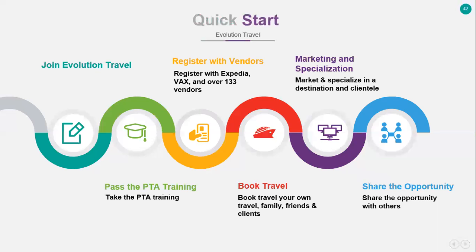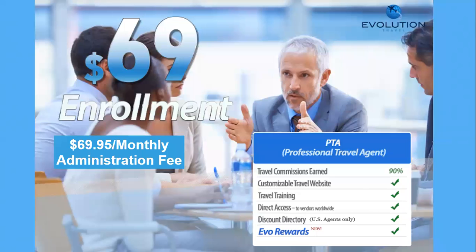Okay? So now the cost, $30. That's the enrollment fee, $30. Now, the monthly admission fee, of course, is the $70 that we pay. But when you come on board, all right, what you're really getting, and you want to emphasize with this, is the travel commissions are 90%. You get a customizable travel website. You get travel training. You get direct access to vendors worldwide. Emphasize the worldwide, okay?